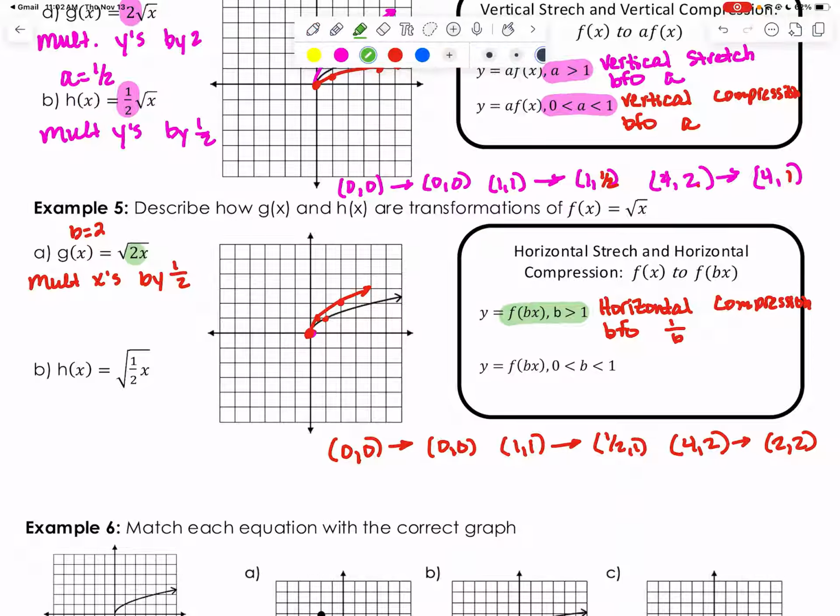So here's what I mean by it compressed. The 1 compressed to 1/2. The 4 compressed to 2. That's what's happening here. It's your x's. That's why it's horizontal.